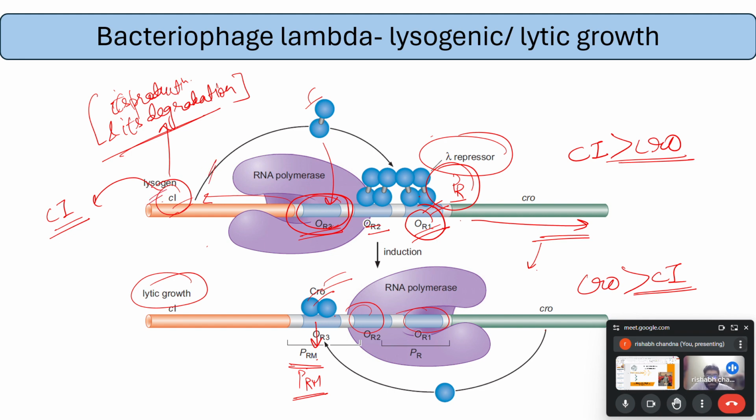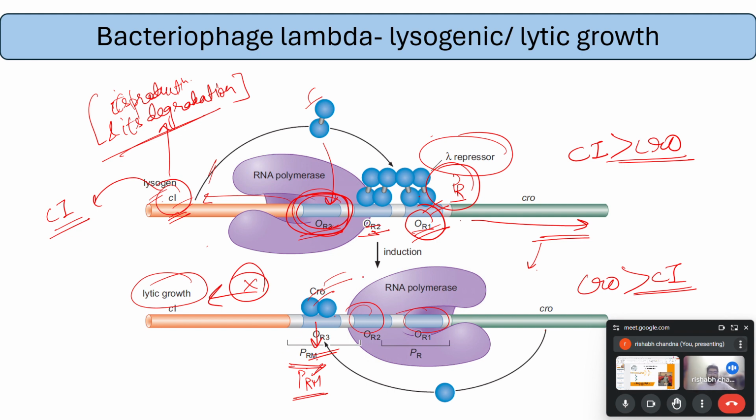So C1 acts as a repressor and also as an activator. When more C1 is needed for stopping the lytic cycle, it will produce more C1 by binding to these two operators. But if it has to stop its production, it will bind to OR3 so that PRM is also inactivated and its production halts. That's why it is called repressor maintenance.